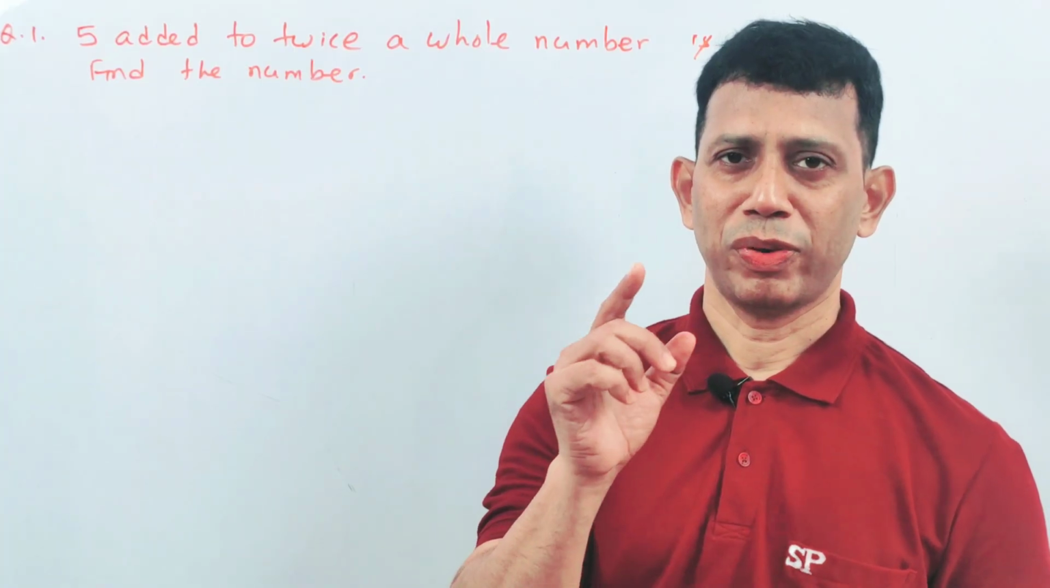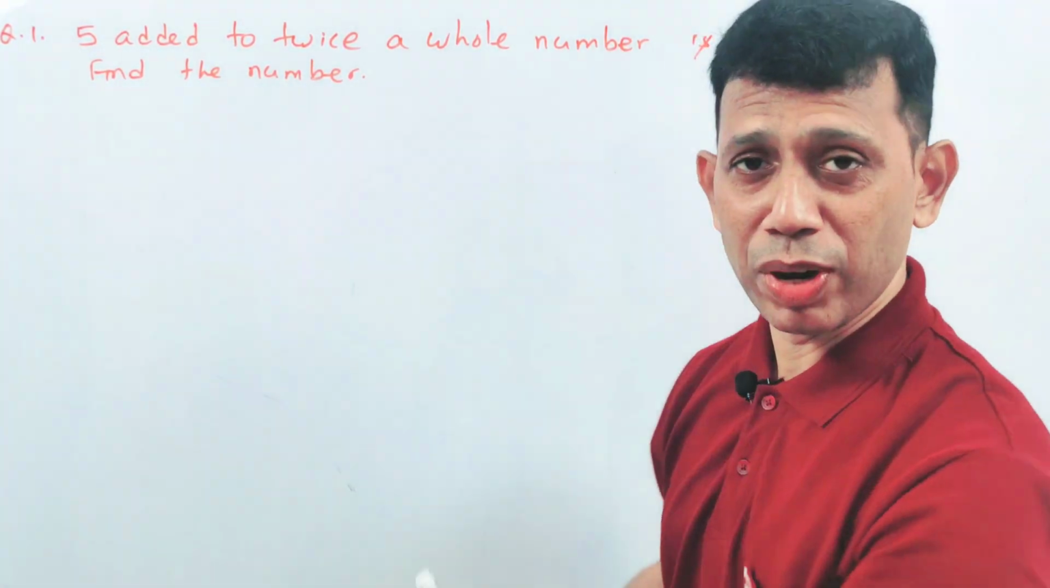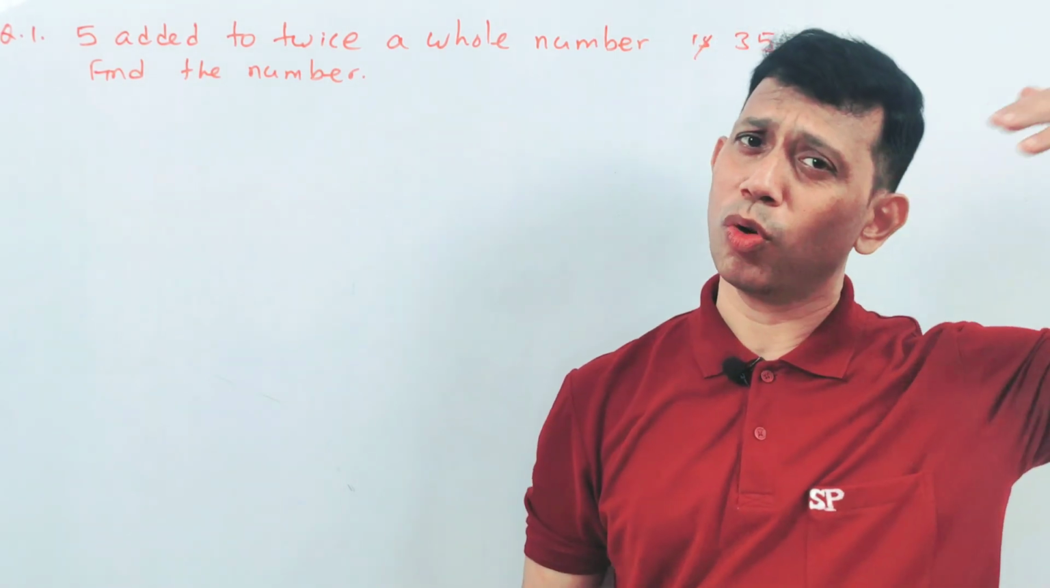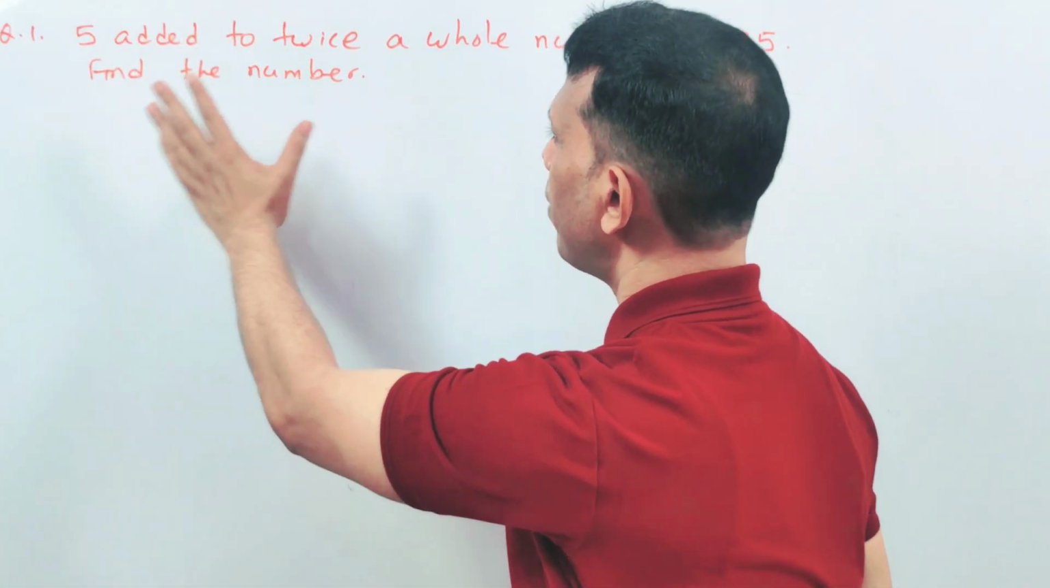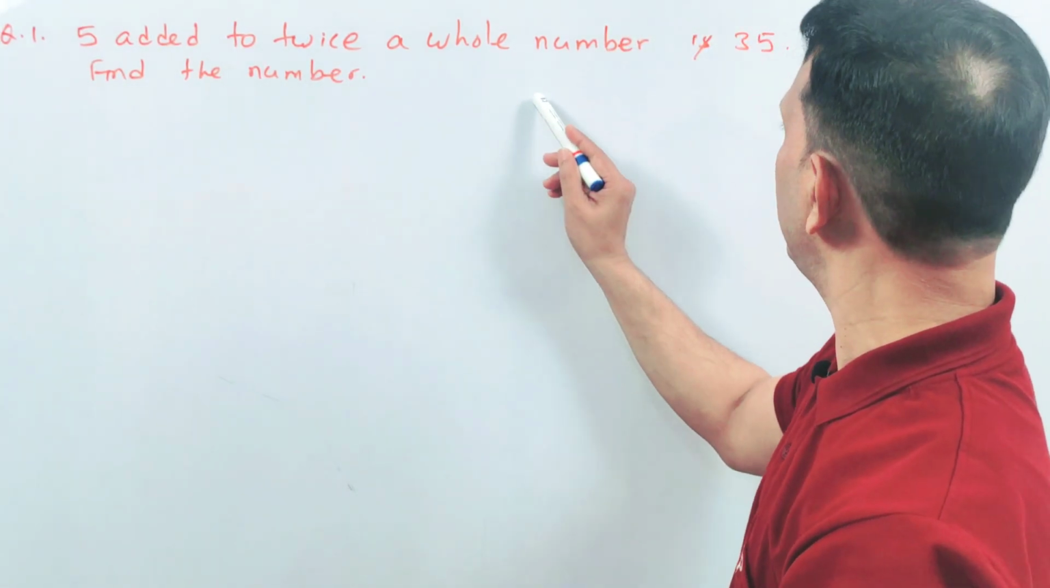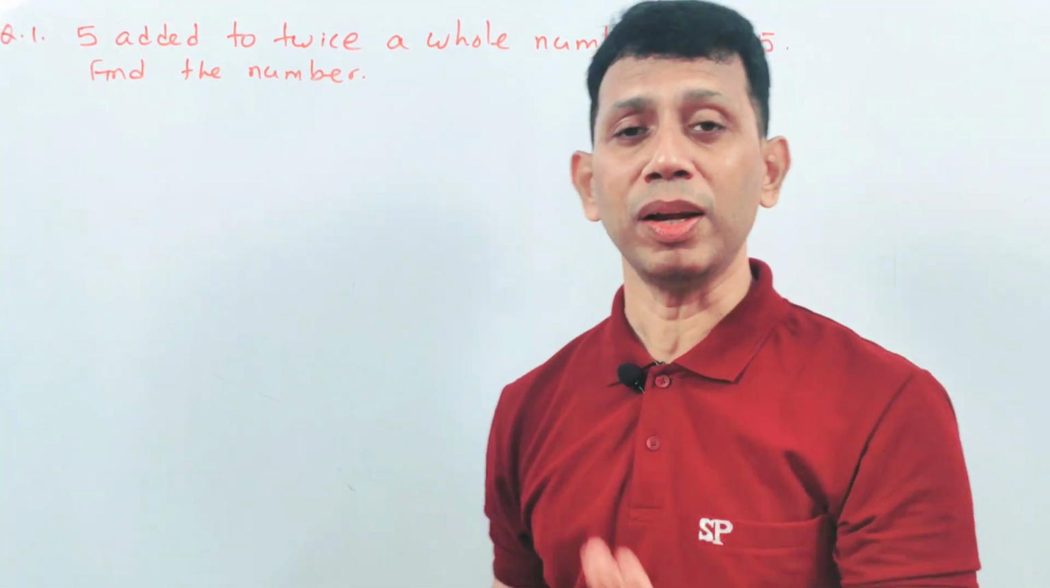We will start from word sum. So let us start. So friends, our question is ready. Question number 1, we will start from again easy, then we will go for different kinds of examples. So question number 1, if 5 added to twice a whole number is 35, find the number.